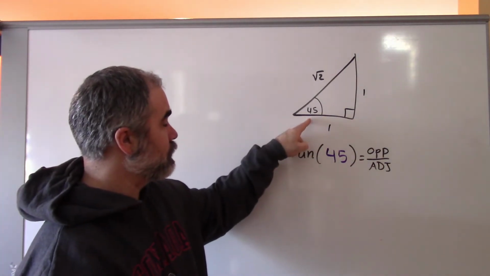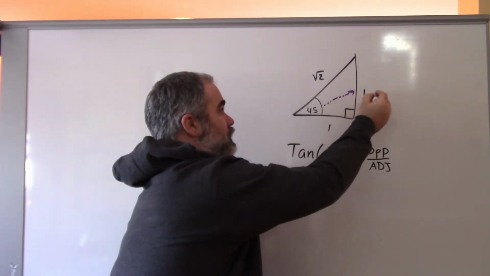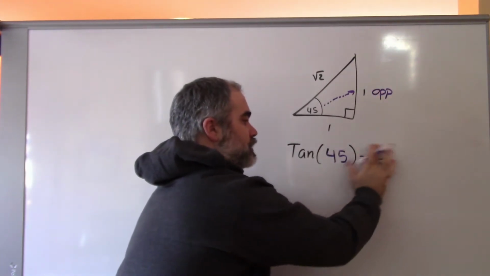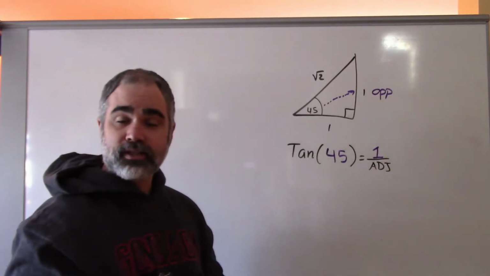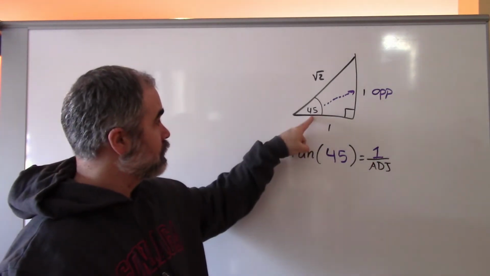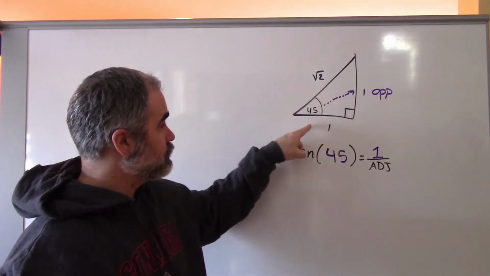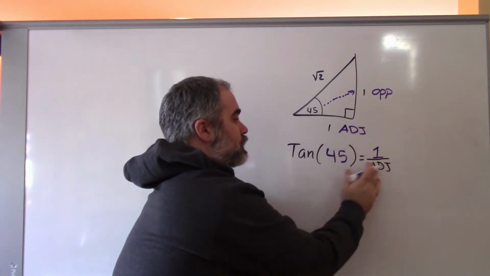The tangent of 45, I got to find the opposite, so I'm going to draw my arrow that points to the opposite. So this is the opposite side. So it should give me the fraction 1 over the adjacent side. And the adjacent side is the one that's next to it, that's not the hypotenuse. So the hypotenuse is the square root of 2, because that's across from the right angle. So the other one, the adjacent side, is 1.